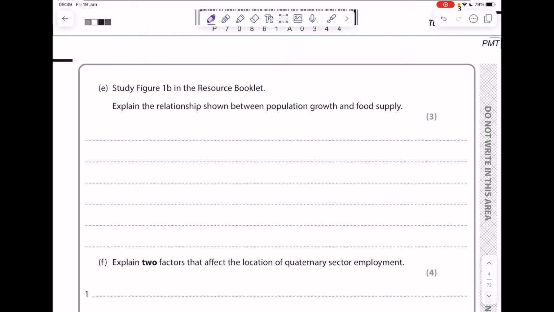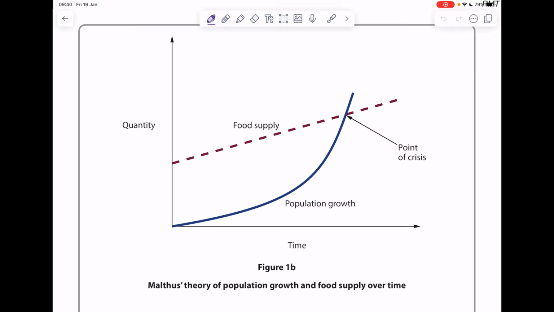Study figure 1B in the resource booklet. Explain the relationship shown between population growth and food supply, 3 marks. This is Malthus's theory of population growth and food supply over time. So we can see here there's a linear relationship with the food supply. So over time there's a gradual increase in food supply.